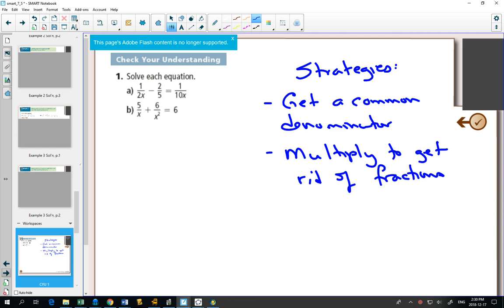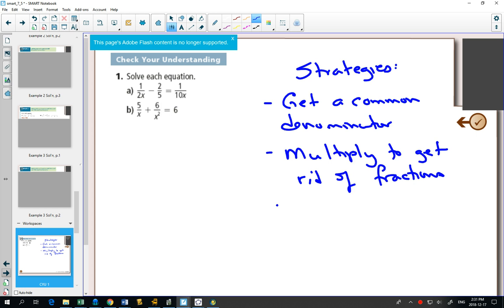So we're going to get a common denominator. We're going to multiply to get rid of fractions, because as soon as we get rid of fractions, our life is going to be easier, because then it's going to be solving an equation like you did in grade 9. Sometimes you might get quadratic equations, so you have to know how to factor or use the quadratic formula. But we'll be able to change our rational equations into equations that you already know how to solve. And if you can change an equation into something you already know how to solve, that's going to be good.